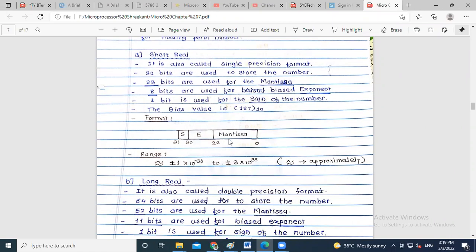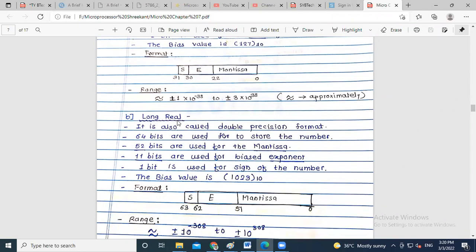And this is the format. Here bits 0 to 22 we use as the mantissa, and 23 to 30 we use as the exponent. Here I am mentioning E, it means exponent, and the last bit, the 31st bit, is the sign bit, either 0 or 1. 0 for positive number and 1 for negative numbers. The range is approximately plus or minus 1 into 10 raised to minus 32. Approximate number I have to mention here, but this is a fixed number for the short real.